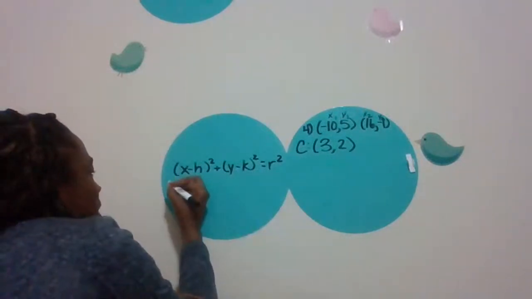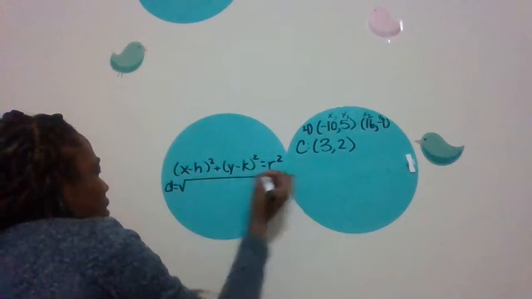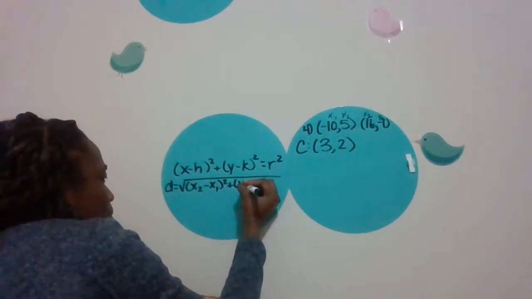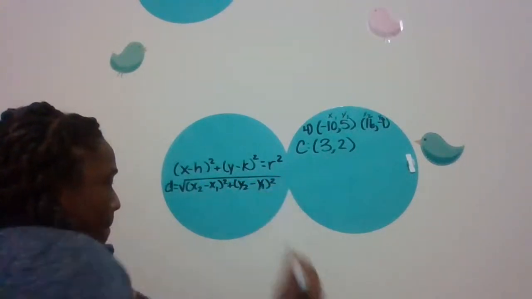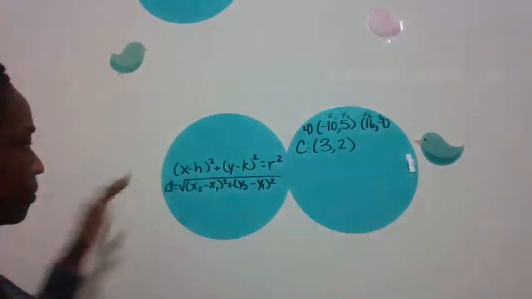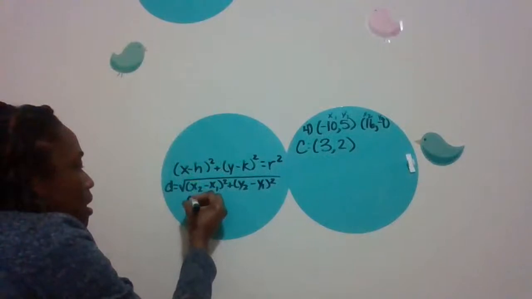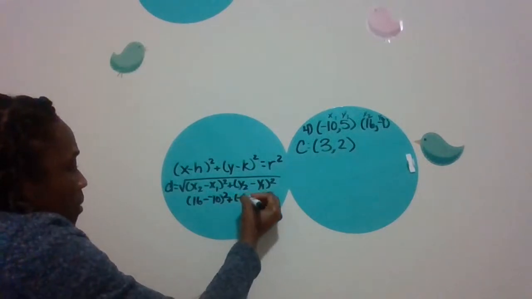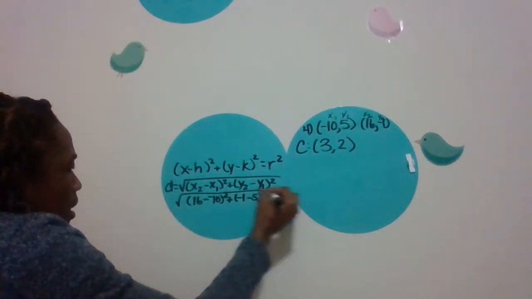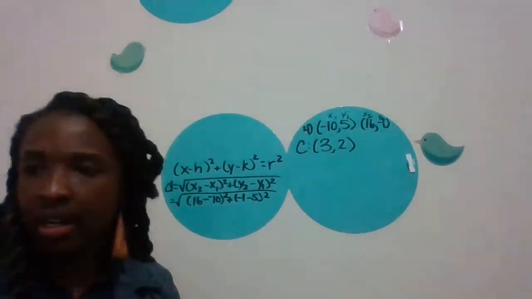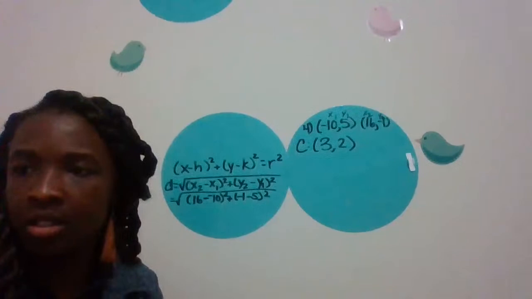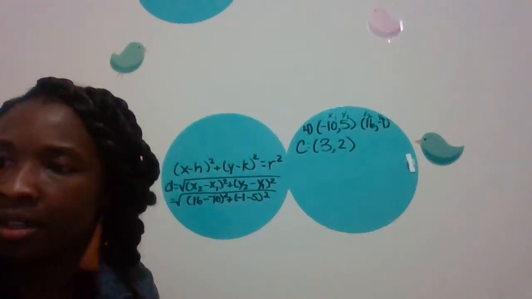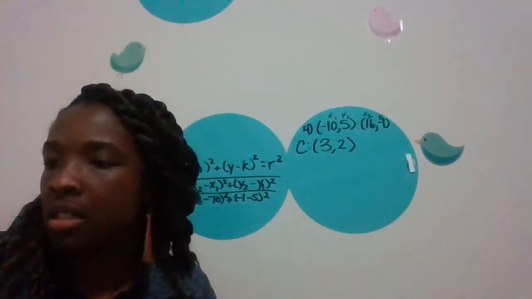Okay. So remember, the distance formula is the square root of x2 minus x1 squared plus y2 minus y1 squared. So we have 16 minus -10 squared plus -1 minus 5 squared. I can just put it in the calculator. 26 squared plus 6 squared.